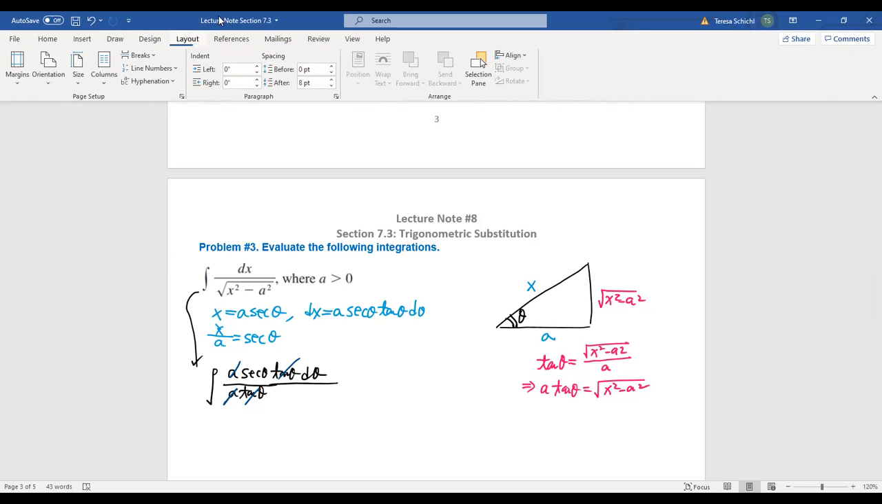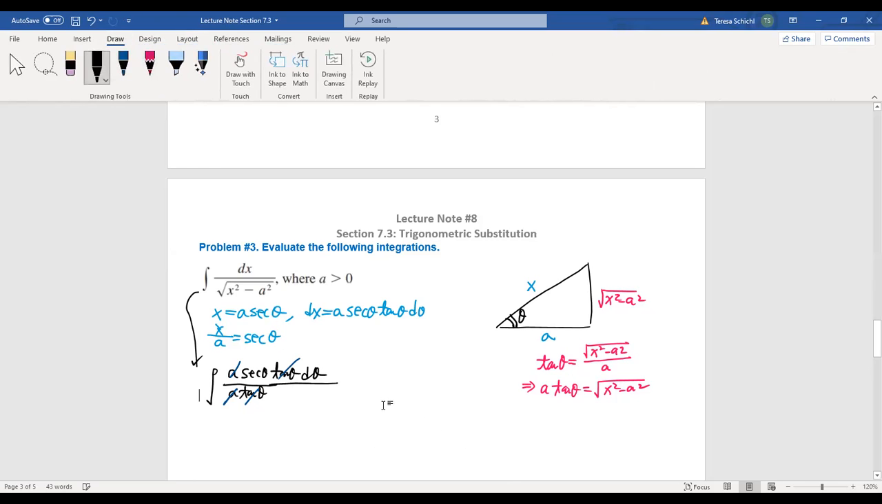Okay, so this one here will just be the integration of secant theta d theta. And remember, in our previous lecture number 7, video number 3, we learned how to take the integration of secant theta, right? So if you still remember, the formula is the natural log of secant theta plus tangent theta plus c here.